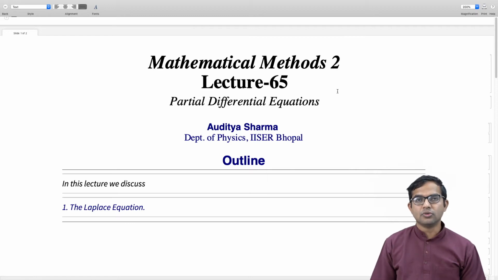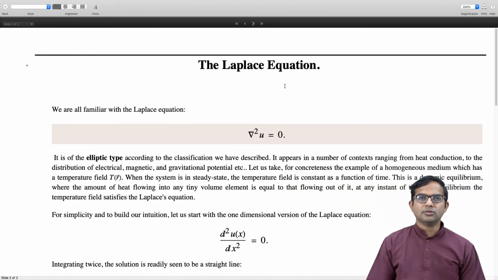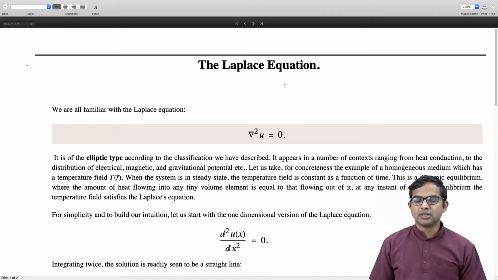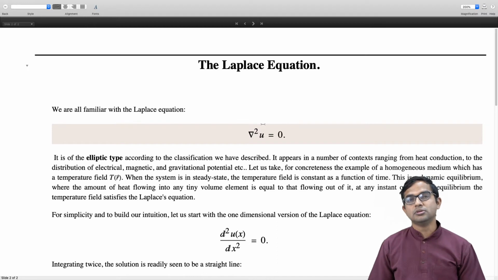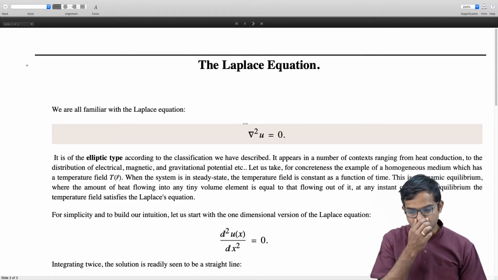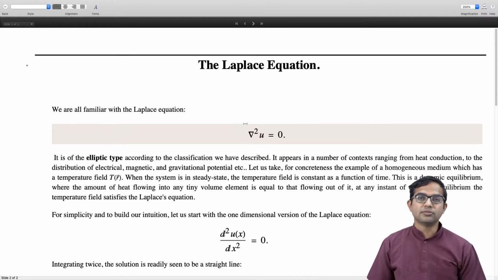in the following lectures. Okay, so the Laplace equation has this Laplacian operator del squared, and it acts on some function which can be a function of one variable, two variables, three variables, or even more sometimes, but usually we restrict our attention to two variables or three variables, x, y, and z, is as far as we go in physics. Right? It's of the elliptic type, right? According to the classification we have seen.